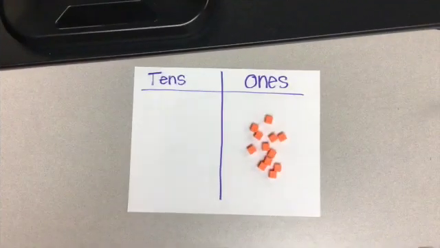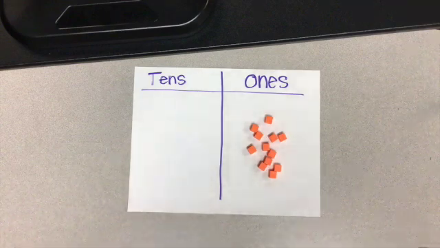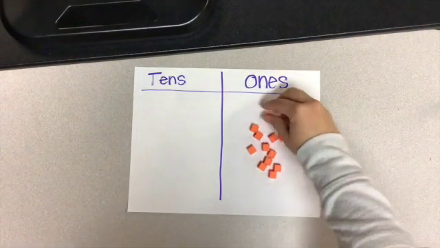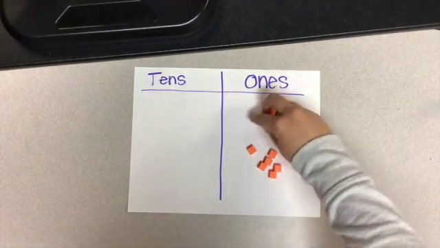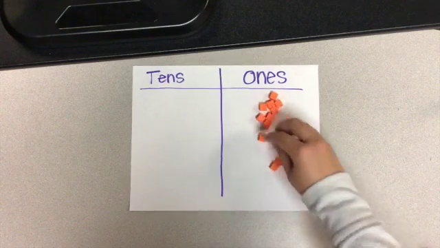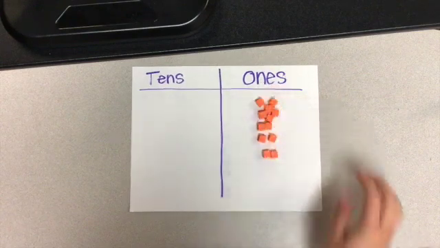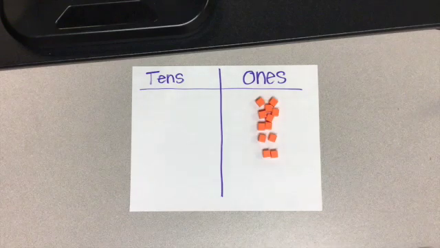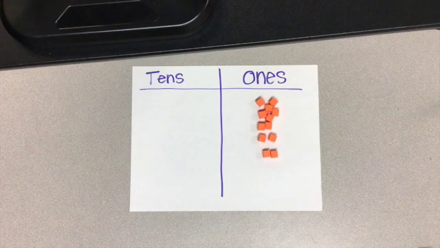Look at what regrouping looks like with our cubes. So currently I have 2, 4, 6, 8, 10, 12 one cubes. Now 12 is a 2-digit number. It has a 1 in the tens place and a 2 in the ones place. We can't put 1 and 2 in the ones place, so we need to regroup 10 of our ones and turn them into a 10.